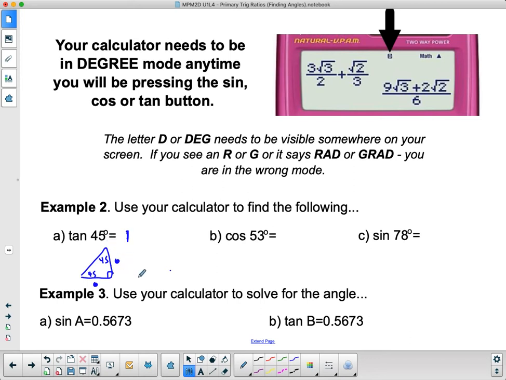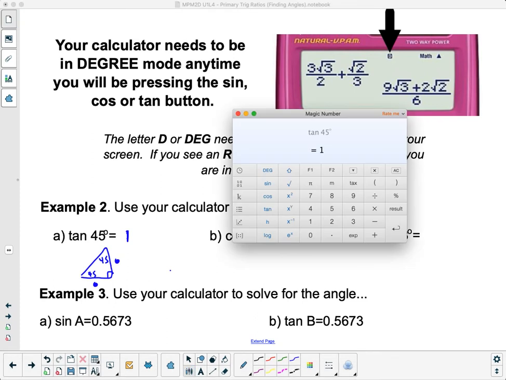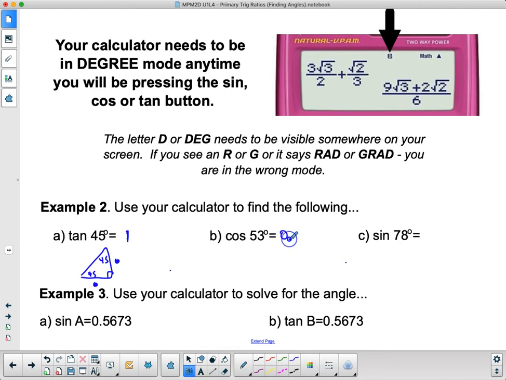Now, not all of these numbers are going to work out so nicely. 45 degrees is nice for tan. It's not particularly nice for sine or cos. Most of them are pretty nasty decimals. I'm going to show you that with a cos of 53 degrees. Cos of 53 degrees is 0.6018. I'm going to do it to 4 decimal places. If you're writing down one of the trig ratios, write it down to 4 decimal places.